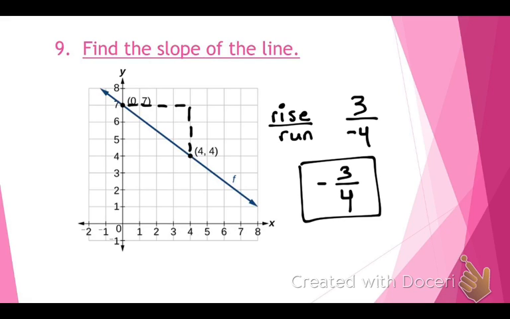As you can see, I started here and I went downward. Whenever I do that, what should my answer be? Positive, negative, or 0? Negative. And did I get a negative answer? Yes, I did. You can see I've got the negative sign right there.